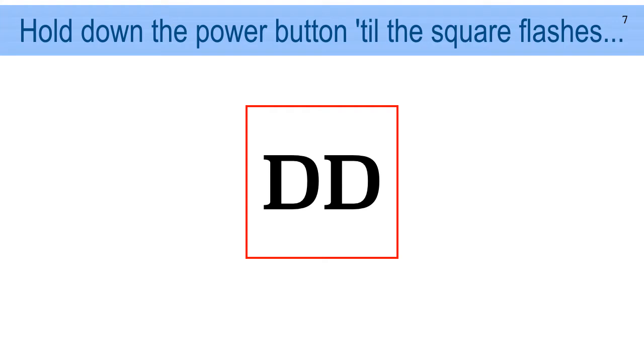Okay, hold the power button down. Hold it until the square flashes, and then type in frequency DD, and you'll get a message that says Go Nitro. You see it? Did you see Go Nitro? Do it again. Try the power button. Hold it down until you get the flashing rectangle, DD, and you'll see a Go Nitro message. You see it? All right. See it now?